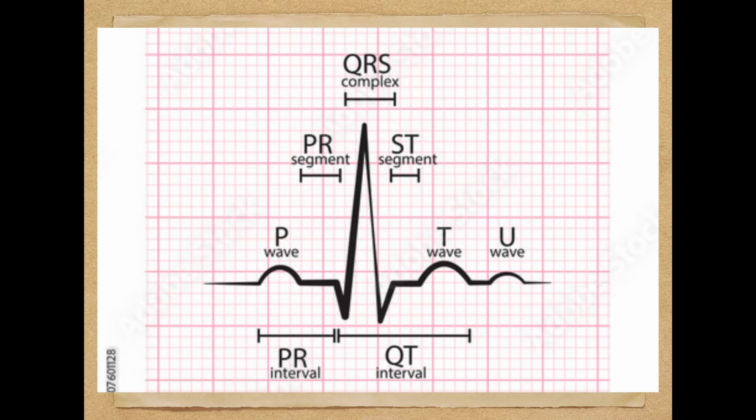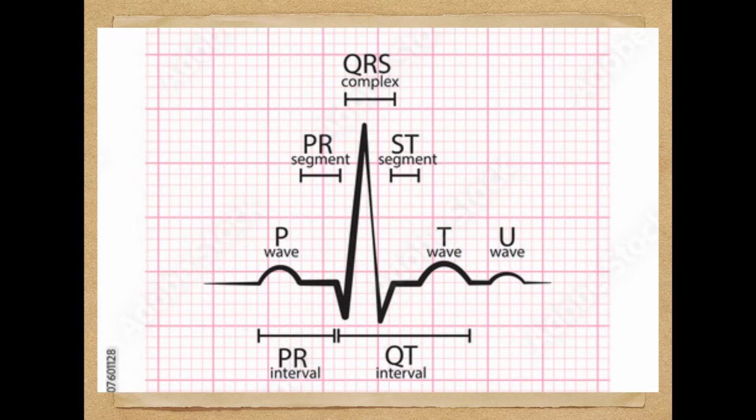I'll be discussing the common ECG findings you see in your day-to-day practice. So let us see first the normal complex. This is the one normal complex which you see in an ECG. The first wave you see in the ECG is always the P wave, which is a positive deflection.